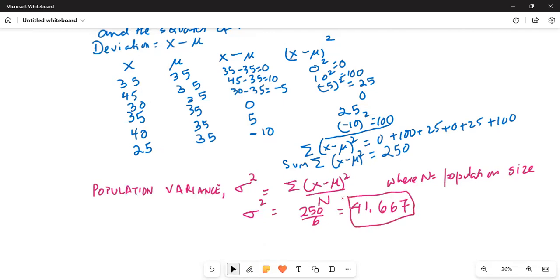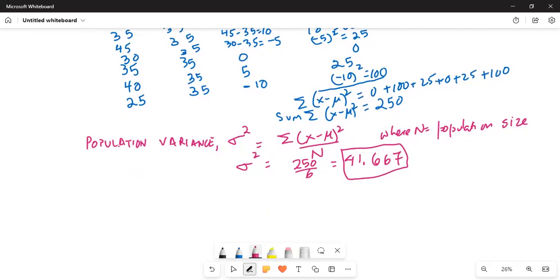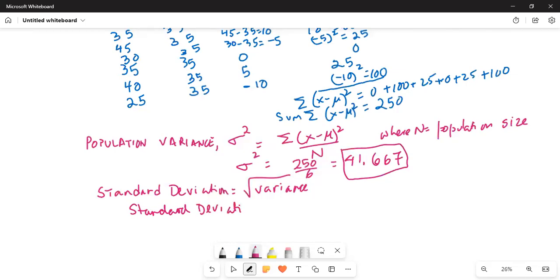So, standard deviation. Standard deviation will be the square root of the variance. The standard deviation, given by sigma, is equal to the square root of 41.667, and that is equal to 6.454.